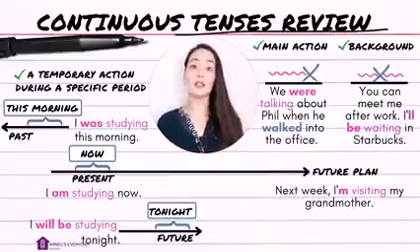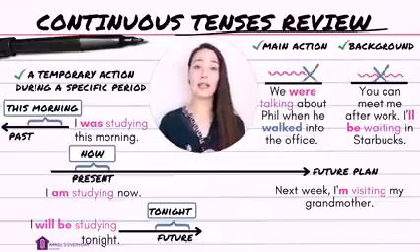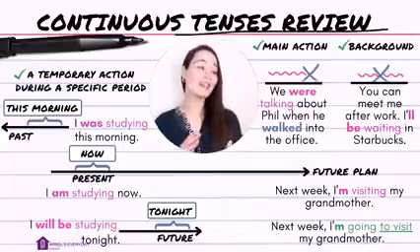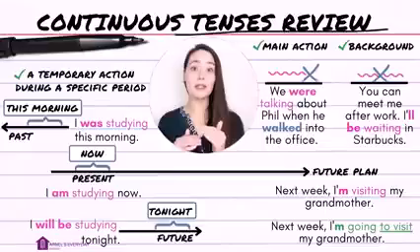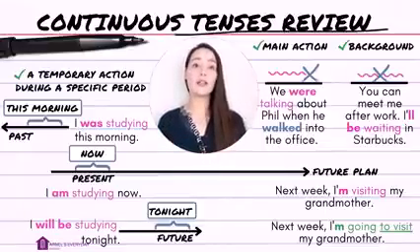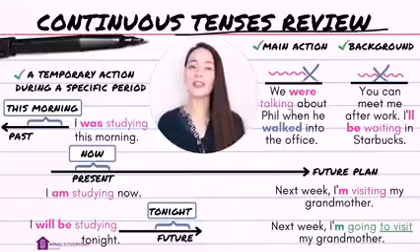Next week, I'm visiting my grandmother. I can also use be going to plus base verb. Next week, I'm going to visit my grandmother. These are often used interchangeably, but if we want to be super picky, be going to often expresses an intention. The present continuous is more definite.